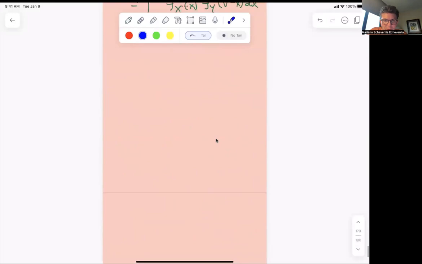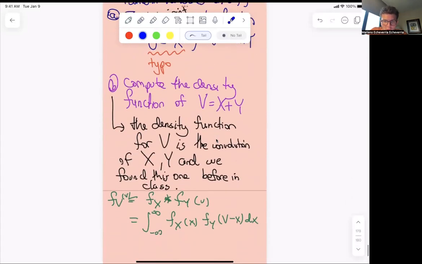Let's see. Could you repeat that question? I don't think I heard you well. So you know how you wrote the density function as f sub x convolution with f sub y of v. Is that just a notation type thing? Oh, right. You mean this part is just a notation type thing, correct? Like you can skip this part and just jump right ahead to the integral formula.